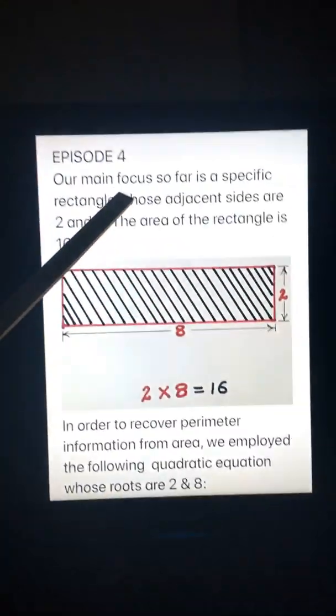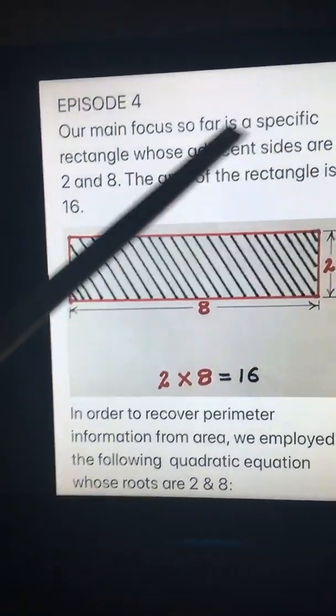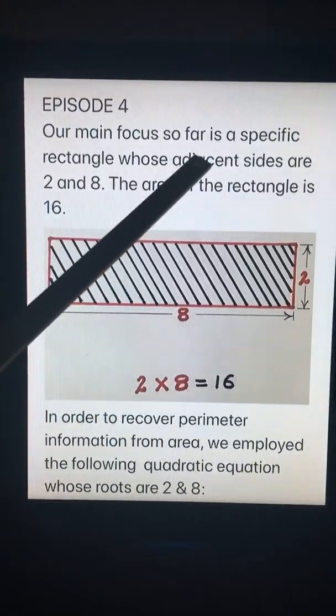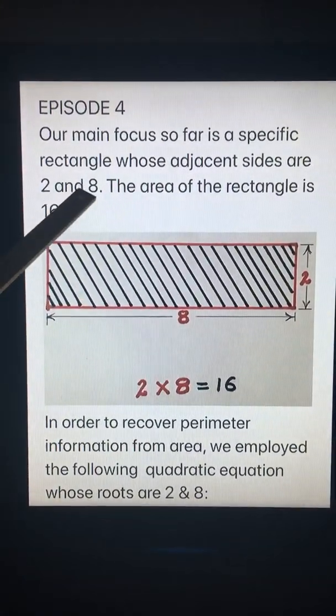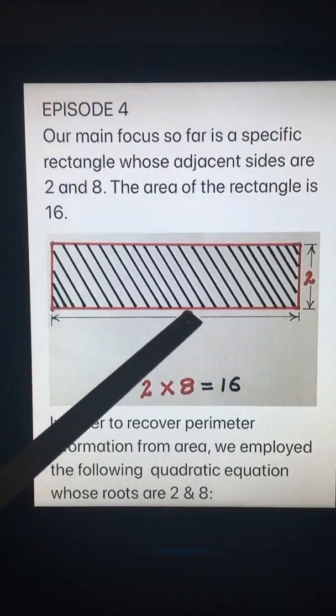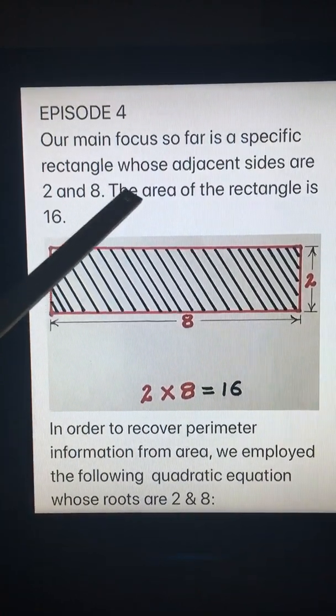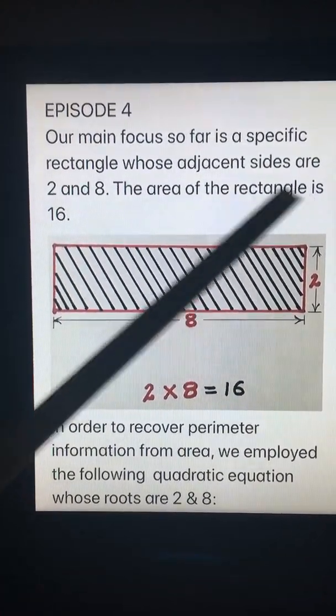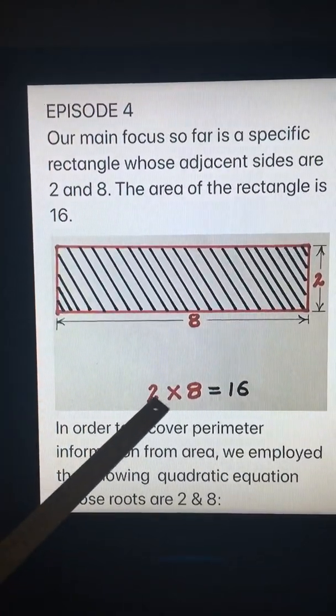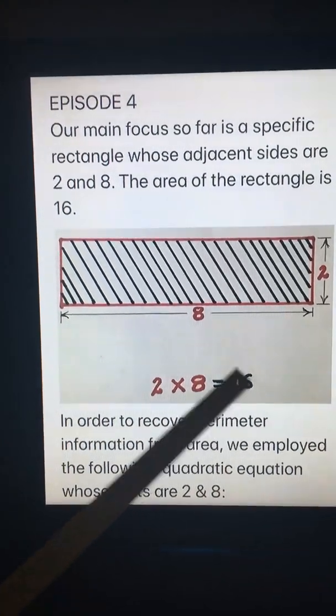This is my fourth video. Our main focus so far is a specific rectangle whose adjacent sides are 2 and 8. 2 and 8 are the adjacent sides of this rectangle. The area of the rectangle is 16. 2 times 8 is equal to 16.